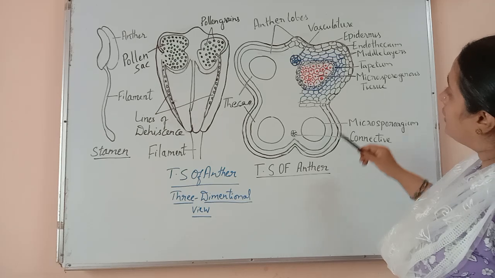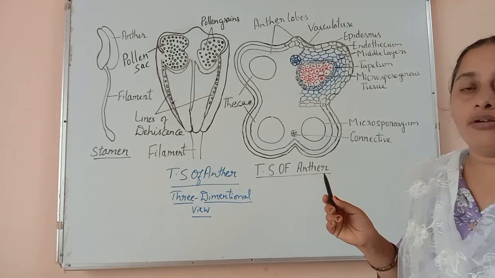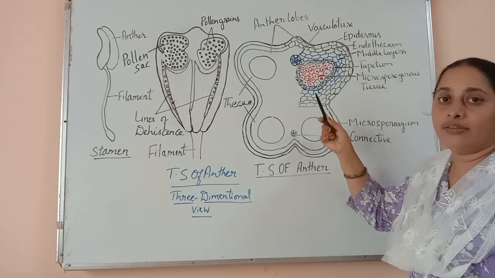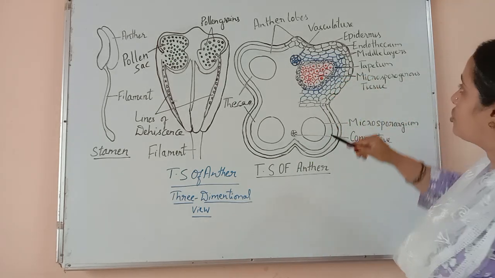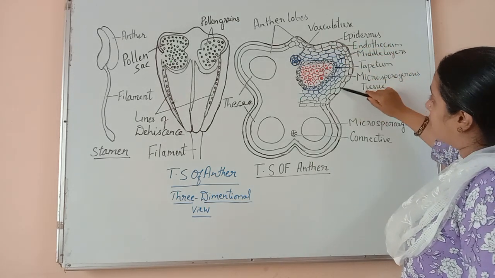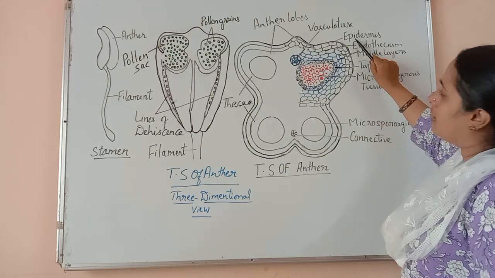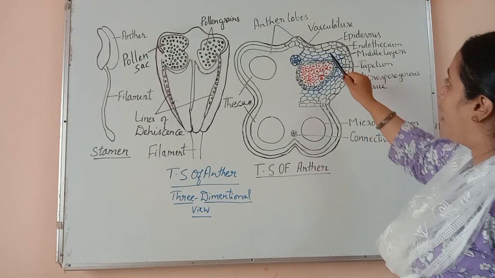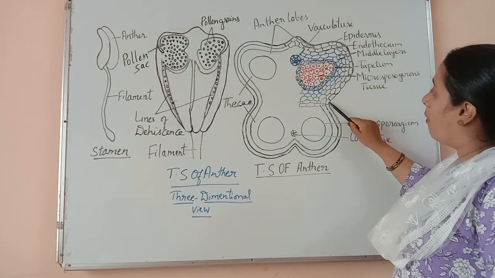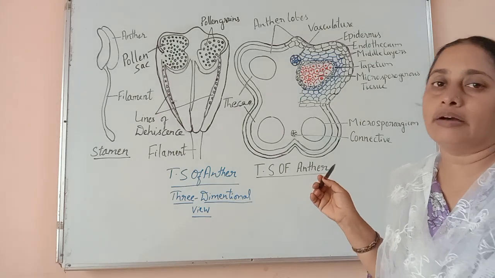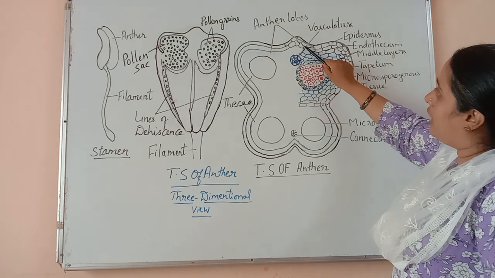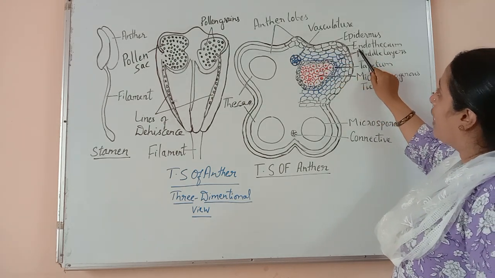Now coming to the detailed study of covering layers of anther and the tissue which is present within each of the theca of anther. See dear students, it is covered by an outermost layer called as epidermis. The epidermis is made up of thin-walled single layer of cells which are compactly arranged that makes the covering of anther.